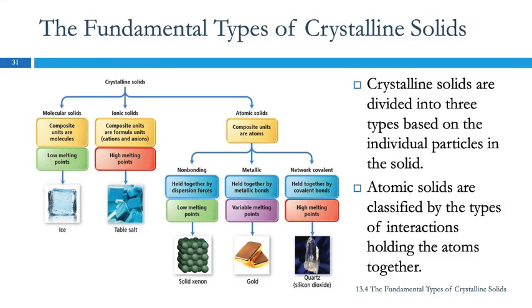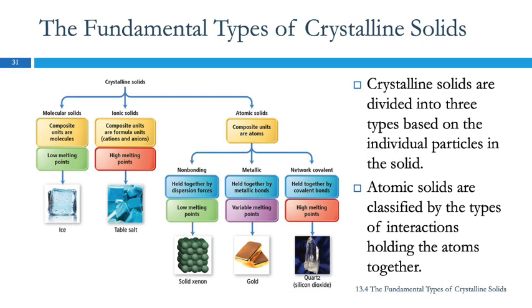There are different types of crystalline solids. The first way we can break them down is to look at what the individual pieces are. Molecular solids are made up of individual molecules in a crystalline structure. Ionic solids have ions in their crystalline structure. Atomic solids have atoms put together.